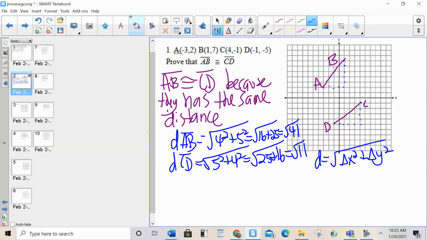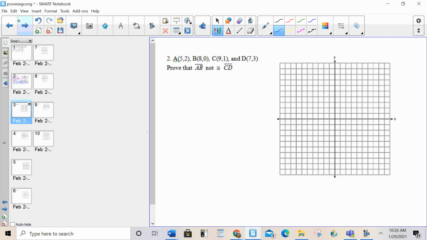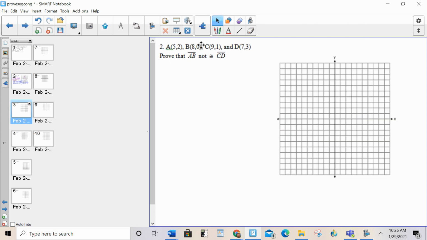To prove segments are congruent, I have to show they have the same distance. I showed they have the same distance. That's a proof. So, to prove segments are congruent, I'm going to state that they're congruent because they have the same distance, and then you're going to calculate the distance and show that they're the same. It's going to be the same thing for every single problem here. Well, I take that back, except if it says to prove that they're not congruent.